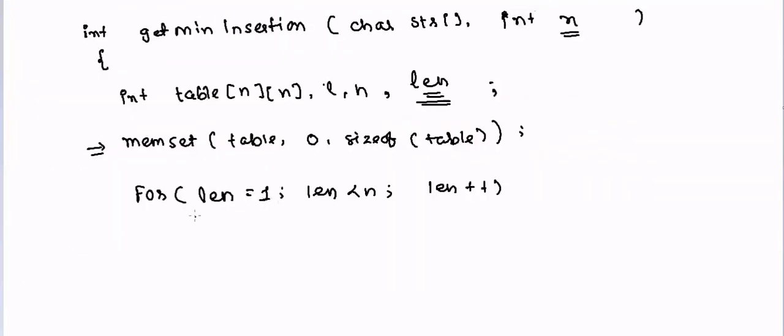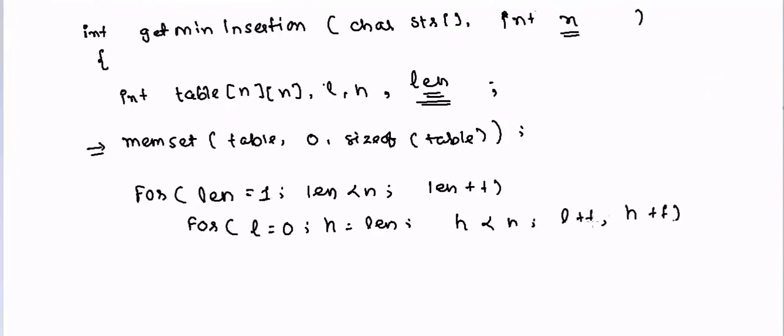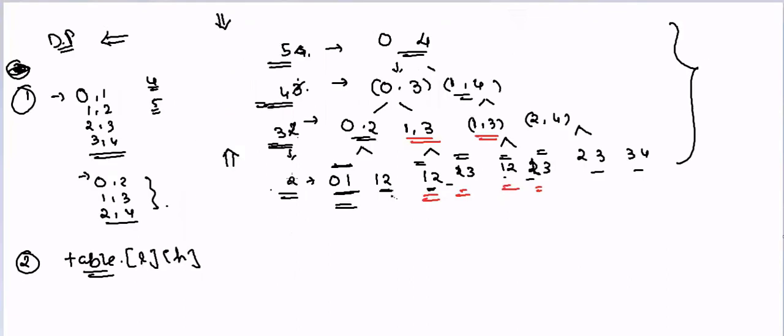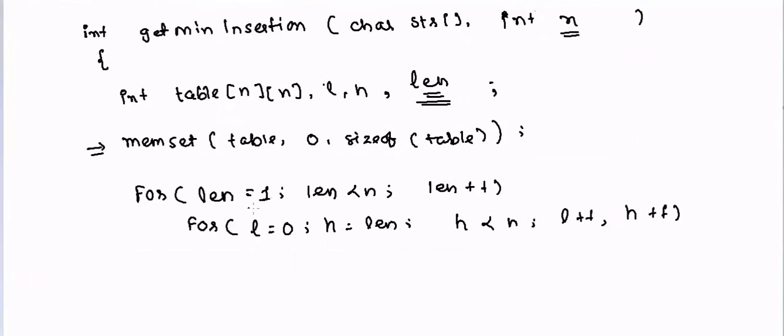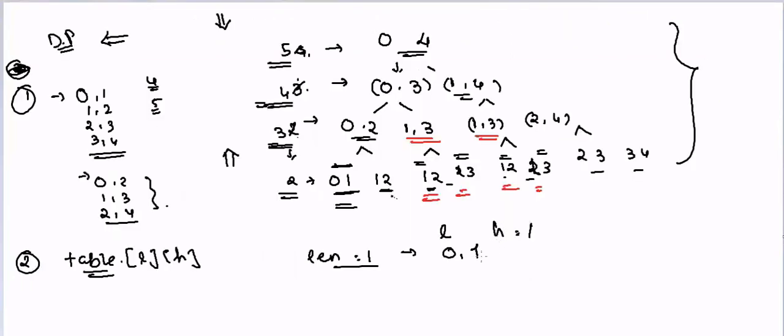Now if length is equal to 1, we need to create a table such that L and H become that. So we'll write a for loop for L equal to 0 and H equal to length. H should be less than n, and L plus plus, H plus plus. So let's see if your length is equal to 1: you'll get L equal to 0 and H equal to len. Len was 1, so H equal to 1 in this case. So you'll get 0 and 1.